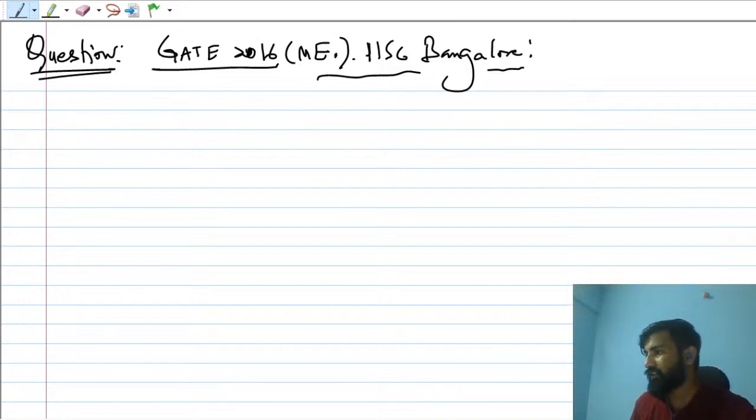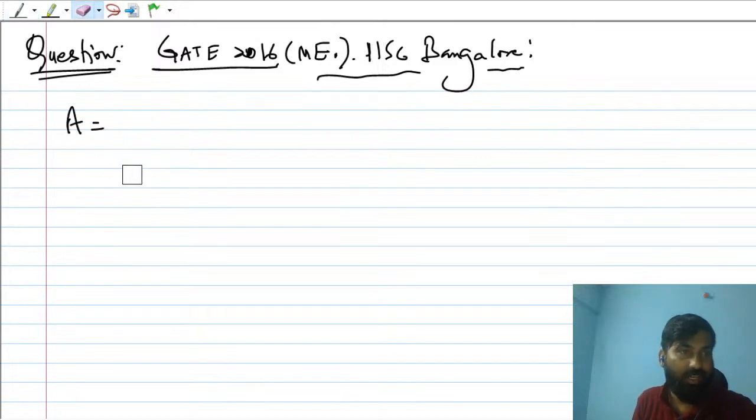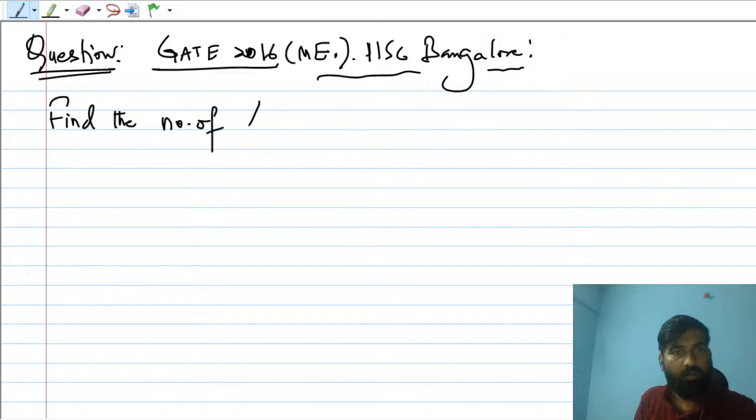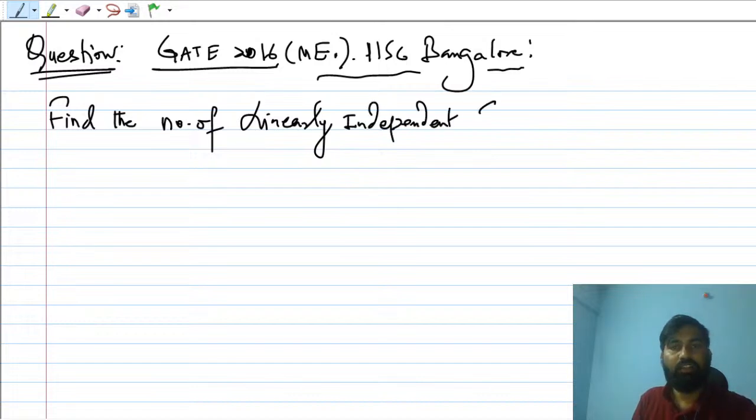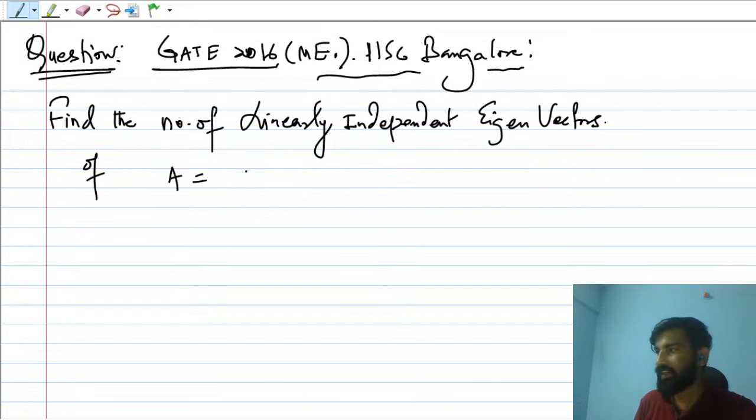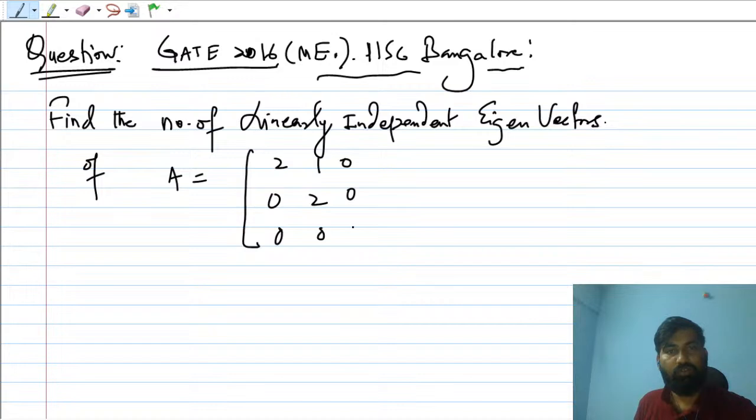So suppose we have got the eigenvalues here, right? We can take what is given here. The question is: find the number of linearly independent eigenvectors of the given matrix A. A is given as this. Here 2, 1, 0, 2, 0, 0, 0, 3.